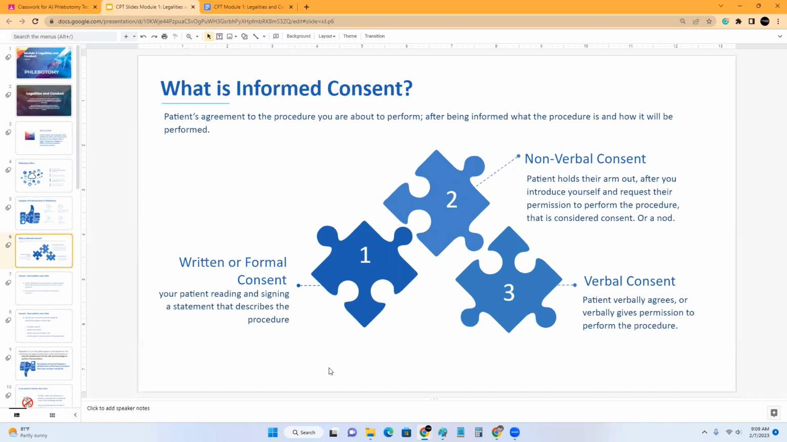Different types of informed consent are written or formal consent: your patient reading and signing statements that describe the procedure that you're going to be doing. Non-verbal: this is your patient holding their arm out after you introduce yourself and request their permission to perform the procedure, or even a nod. Verbal consent: the patient is verbally telling you that they give you permission to perform this.